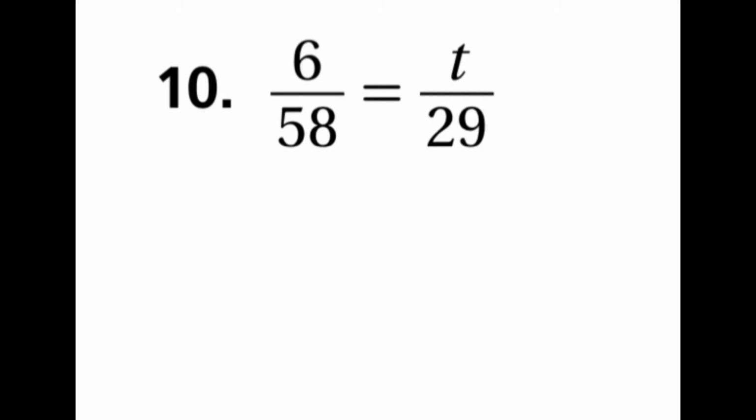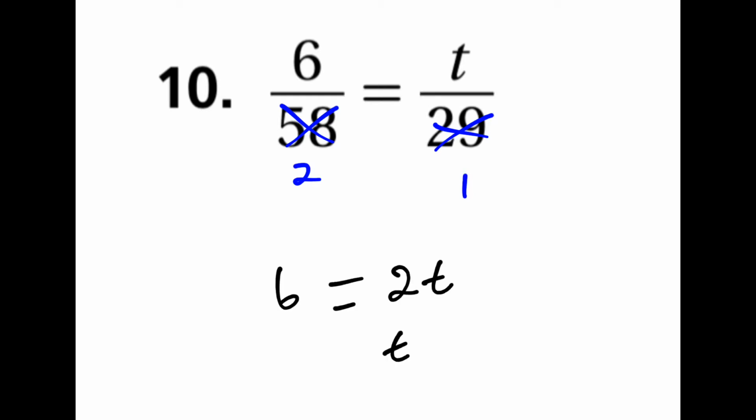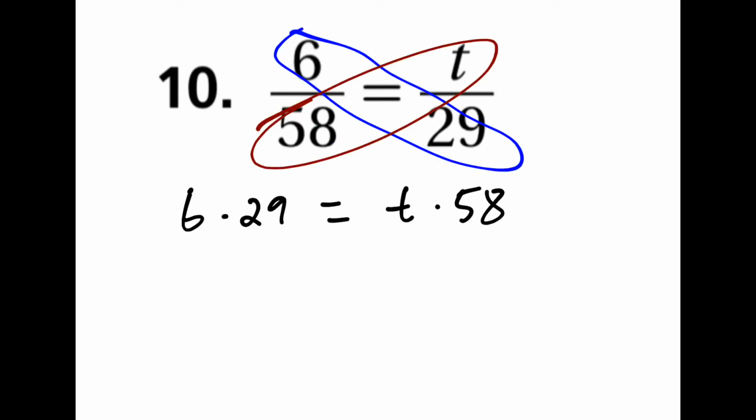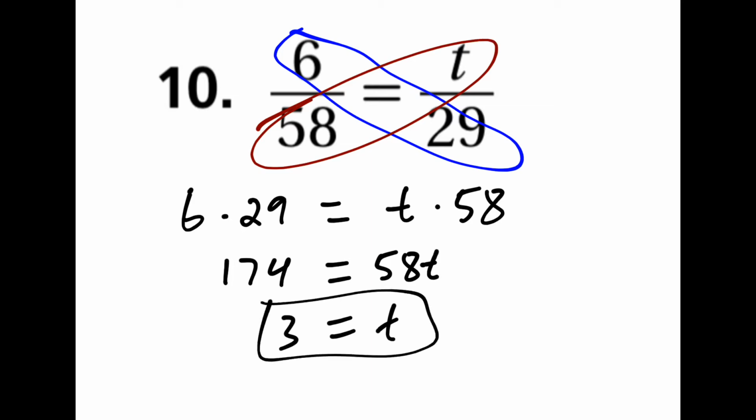That trick works here for number 10 also. Let's say I divide the denominators by 29. This 58 becomes 2, and 29 becomes 1. So if I cross multiply, I get that 6 is equal to 2t, and t is equal to 3. If that blows your mind a little bit and you just want to do straight multiplication, it still works. You would get this, divide by 58, and t is equal to 3, either way.